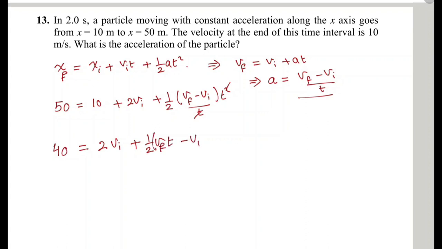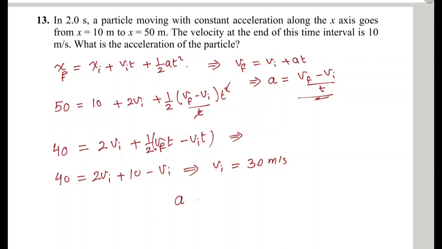t minus v initial t, or 40 equal to 2 v initial plus 10 minus v initial. In other words, v initial equal to 30 meters per second. You substitute this v initial back in this equation, so the acceleration after all will be equal to 10 minus 30 divided by 2, or minus 10 meters per second square.